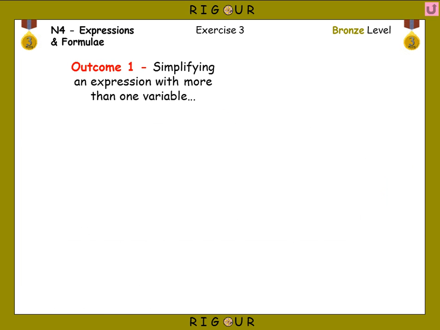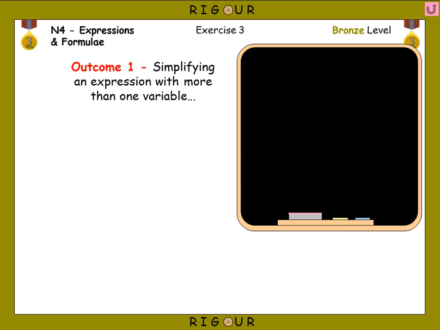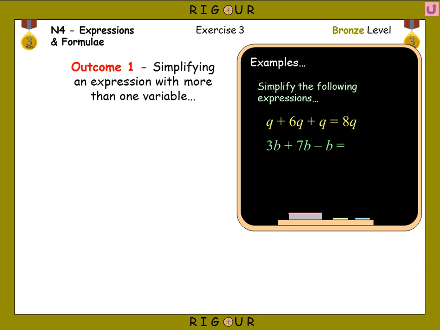So outcome 1, simplifying an expression with more than one variable, or the less fancy title, gathering like terms. So we're going to simplify the following expressions. So we have q plus 6q plus q. So this means 1q plus 6q plus 1q. And that's going to give us 8q altogether. Our second example is 3b plus 7b, take away b. And this means 3b adds 7b, which is 10b. Take away 1b, which is going to give us an answer of 9b.